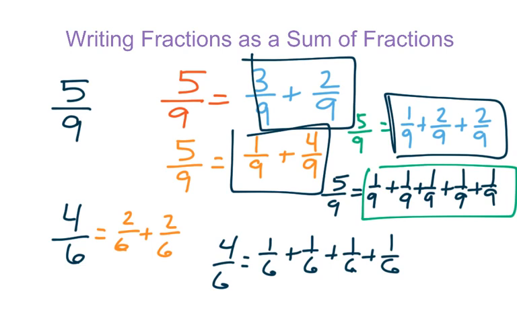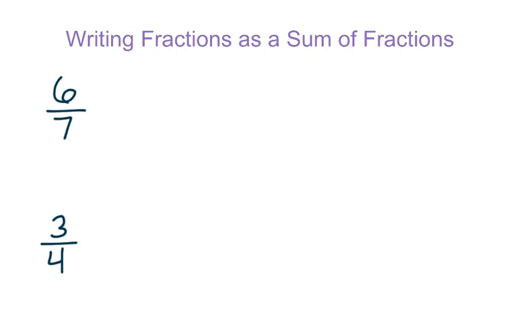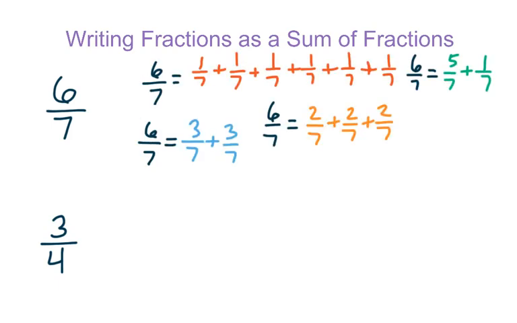Let's take a look at two more problems and then we are pretty much done for the day. Go ahead and represent 6/7 as the sum of fractions. 6/7 could be represented quite a few ways. Here are a few different ways that you could have represented 6/7. We could have had it as the sum of our unit fractions, so we would have had 6 unit fractions of 1/7. We could have also had 3/7 plus 3/7, or 2/7 plus 2/7 plus 2/7, 5/7 plus 1/7. There are quite a few ways.